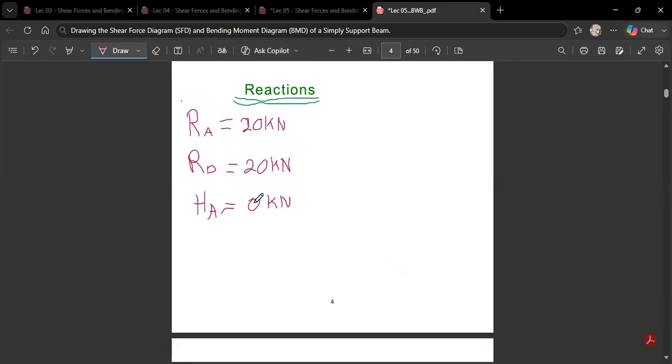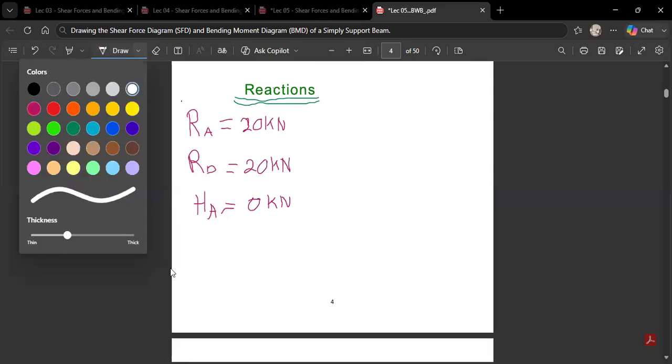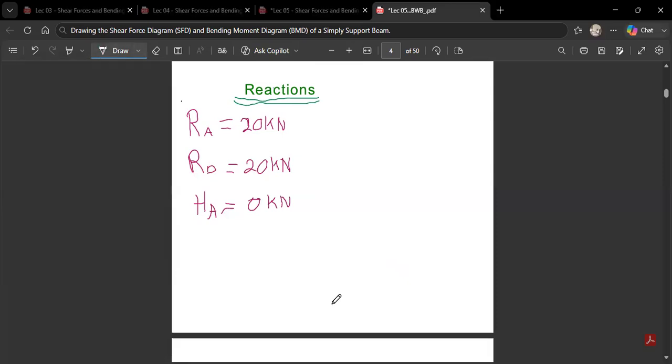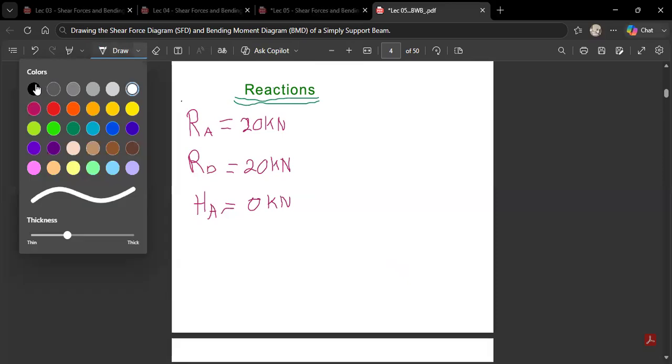So those are the reactions we had that we are going to use to draw the free body diagram. But in this case, we are going to indicate the values. Instead of RA, RB, we are going to put their respective values over there. So let's all just take some time to draw the free body diagram quickly, and then we are good to go.